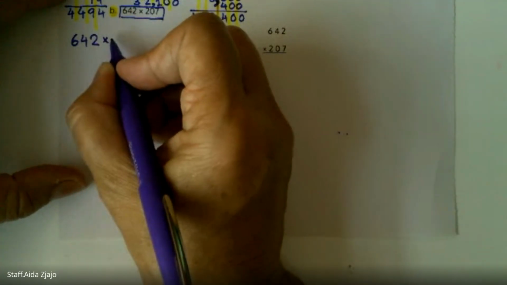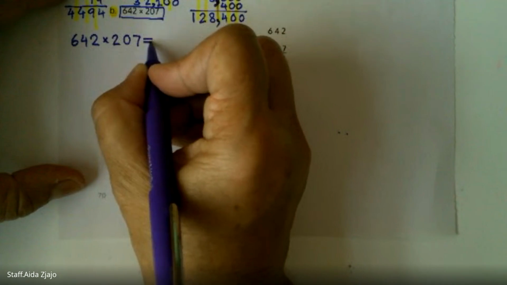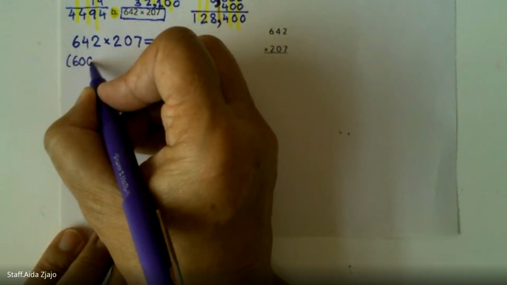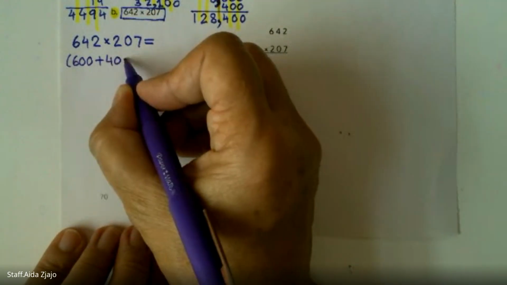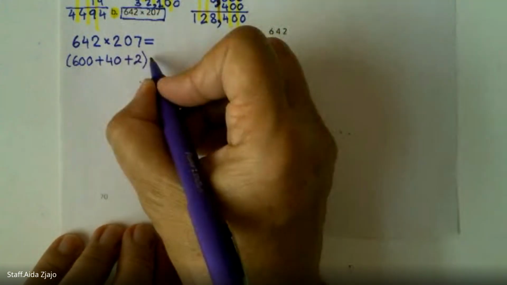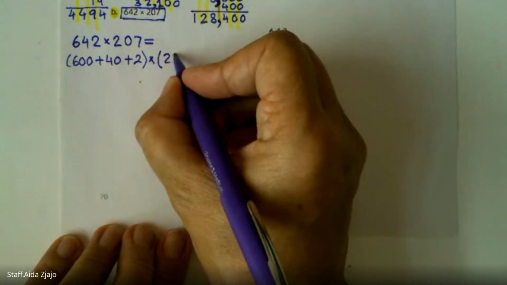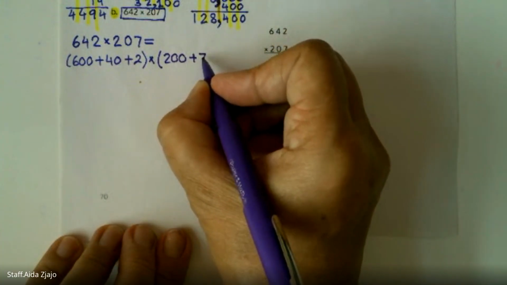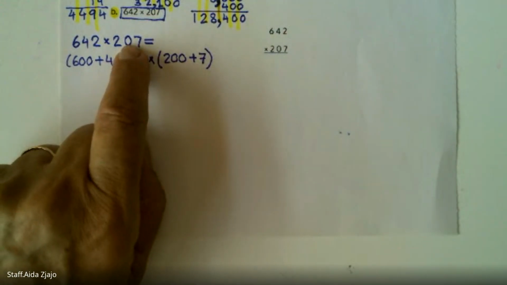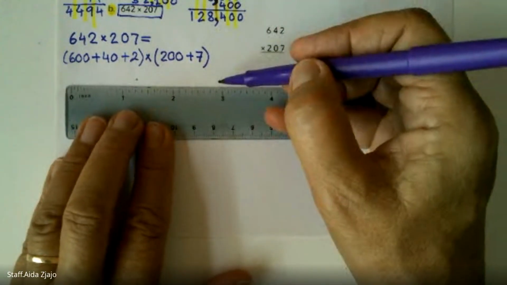642 times 207 equals. Now I'm going to decompose 642 as 600 plus 40 plus 2, times 207, which I'm going to decompose into 200 plus 7. So I really don't need to use any tens because there are no tens. So it's 207. So now I'm going to make my areas.